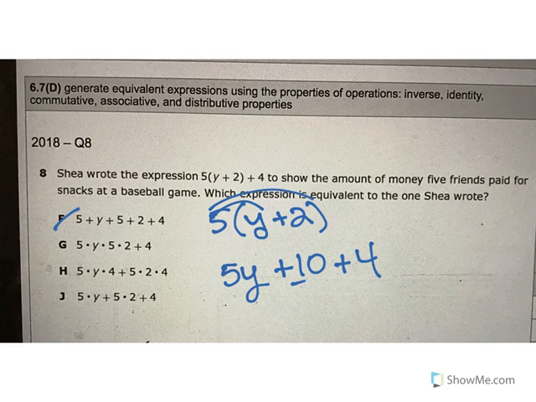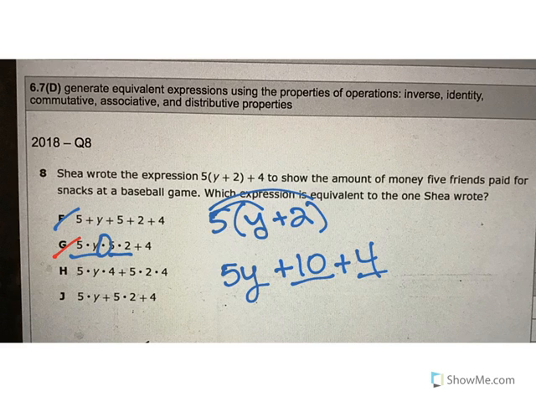Knowing that we have to follow the order of operations and the same operations, we can't just change it up. Let's see, could it be G? So we have 5y, and then times 5 times 2, which is 10, but notice right here, it's a multiplication symbol. But what do we have here? It's an addition symbol. Well, obviously, it can't be G.